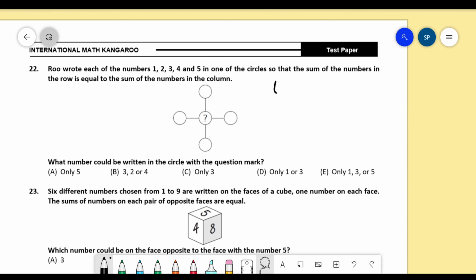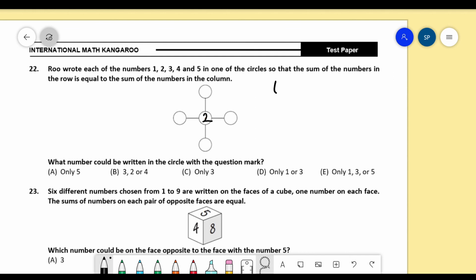That's not the answer because they've also given us options such as 3, 2, or 4, 1 or 3, and 1, 3, or 5, something like that. So let's try all of them and see which ones work and which ones don't. Putting in 2 like that.